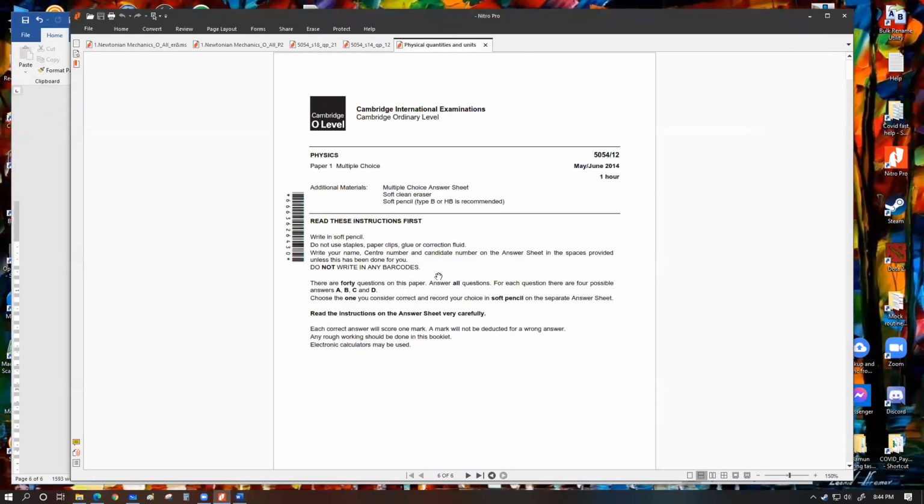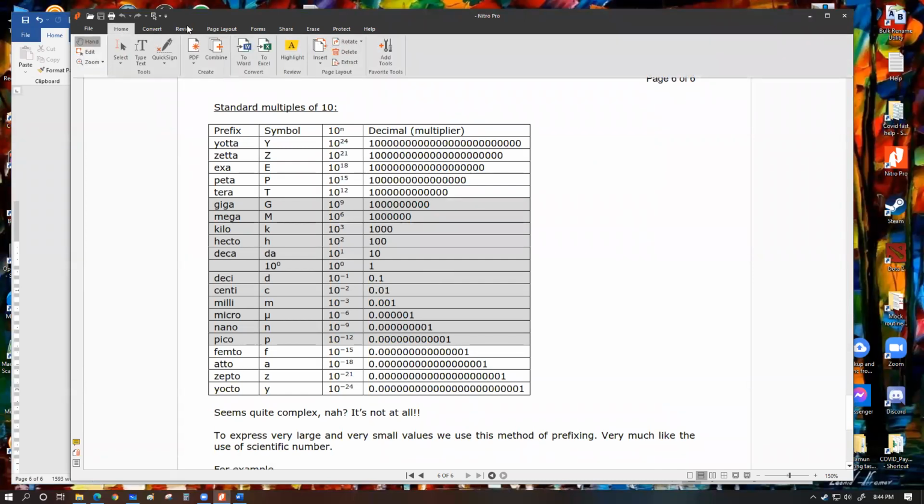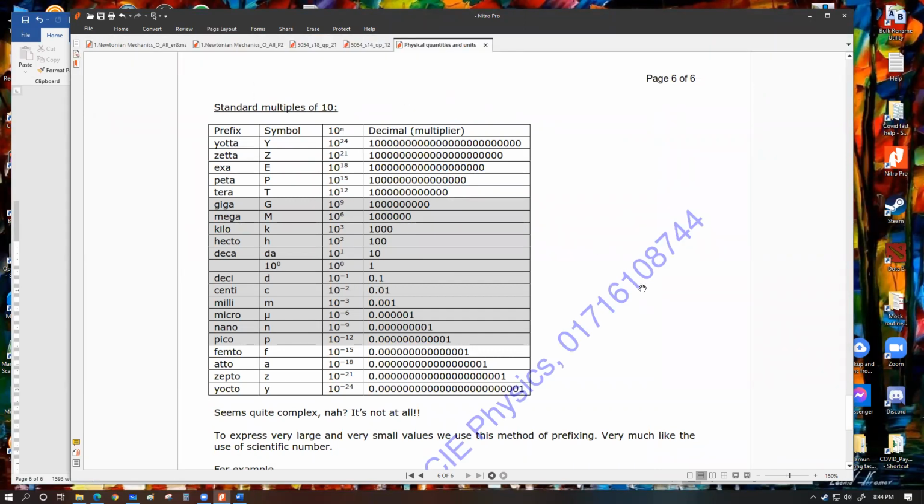Get it out of the way. Okay. Page layout, as a document, center, new. Save. Okay. That should work.